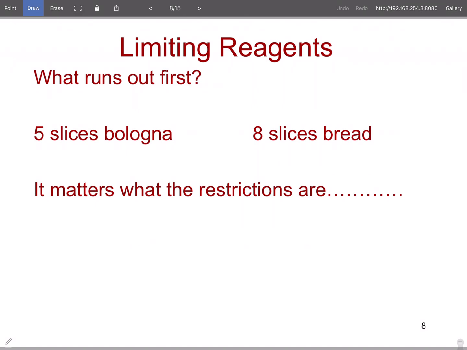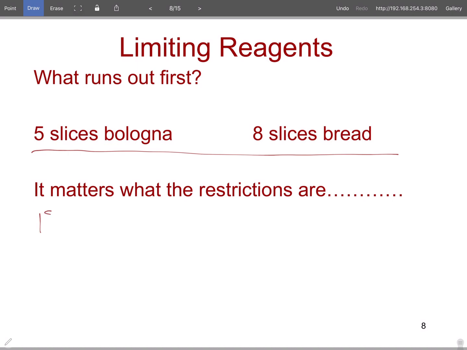limiting reagent. A limiting reagent is exactly what it says. It's whatever limits the reaction. And when we say it limits the reaction, it limits it by running out. So in this situation, we're going on a picnic and we're going to make sandwiches. Which one's the limiting reagent? Well, you look at it and it's like 5 slices of bologna. Obviously, it's the bologna. No.